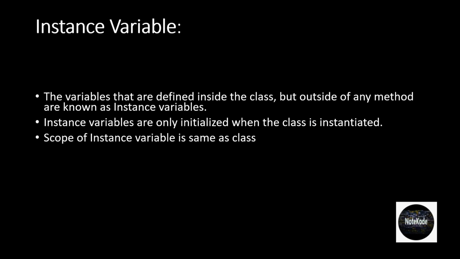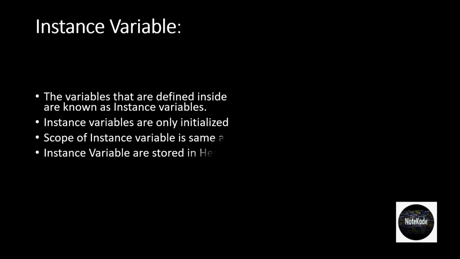The scope of an instance variable is the same as the class. Instance variables will be visible wherever the class scope is present. Whatever the scope of the class is will be the scope of the instance variable. The fourth point, instance variables are stored in heap memory. Heap memory is a part of the JVM where the entire Java application runs. This is a part of the memory we will be discussing in the upcoming slides.